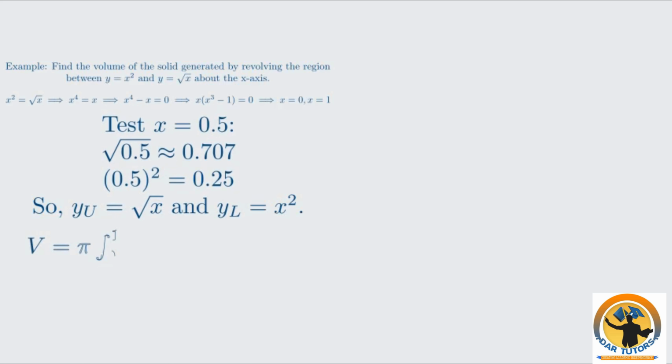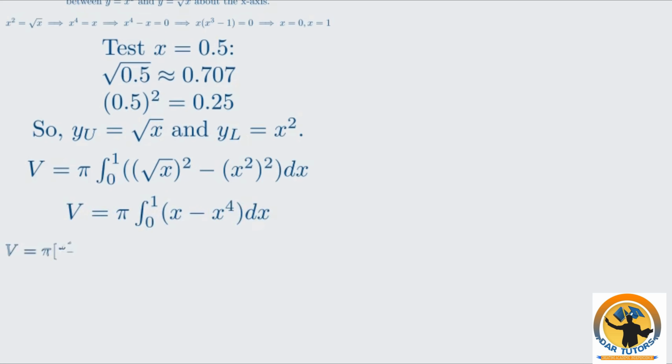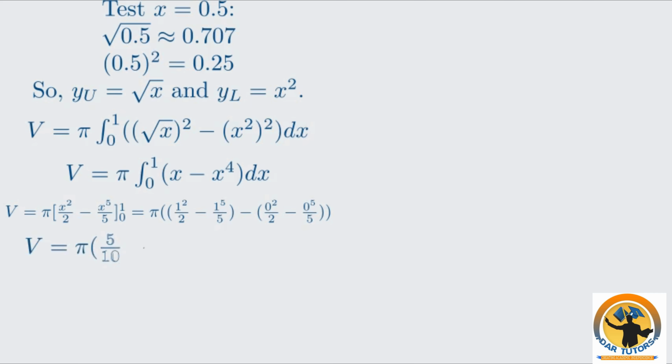Volume equals pi times the integral from 0 to 1 of the square root of x, squared, minus x squared, squared, dx. This simplifies to pi times the integral from 0 to 1 of x minus x to the fourth dx. The antiderivative is x squared over 2 minus x to the fifth over 5. Evaluating from 0 to 1, we get pi times 1/2 minus 1/5 minus 0 minus 0. 1/2 minus 1/5 is 3/10. So the volume is 3 pi over 10 cubic units. We have now successfully used the washer method to find the volume of a solid of revolution between two functions.